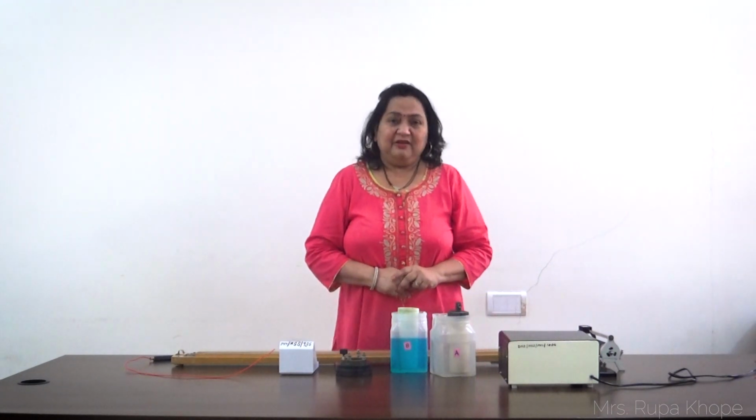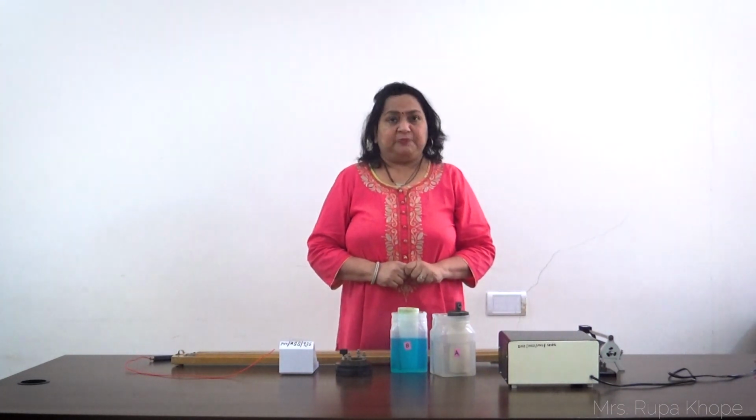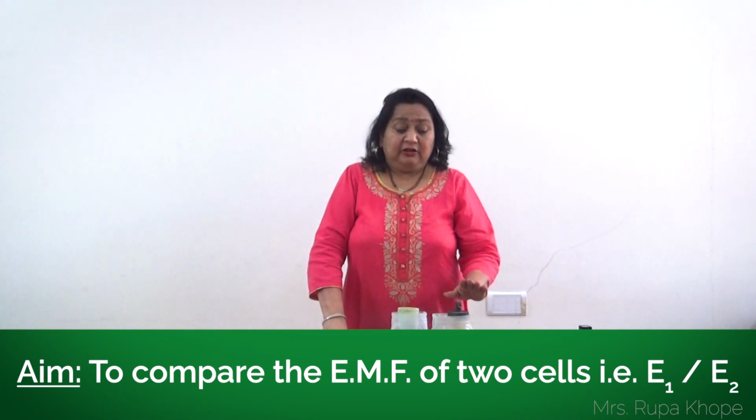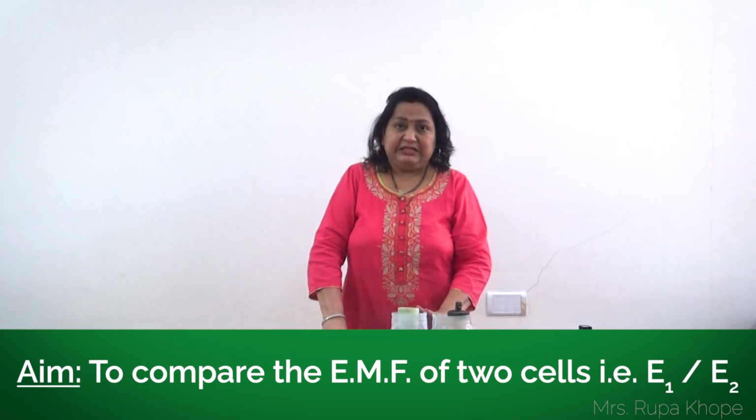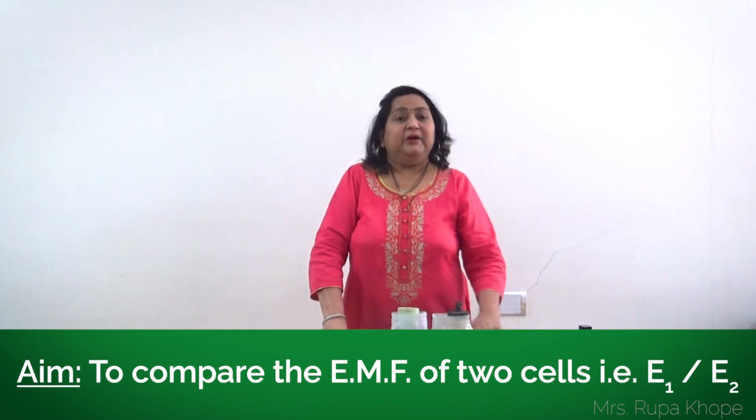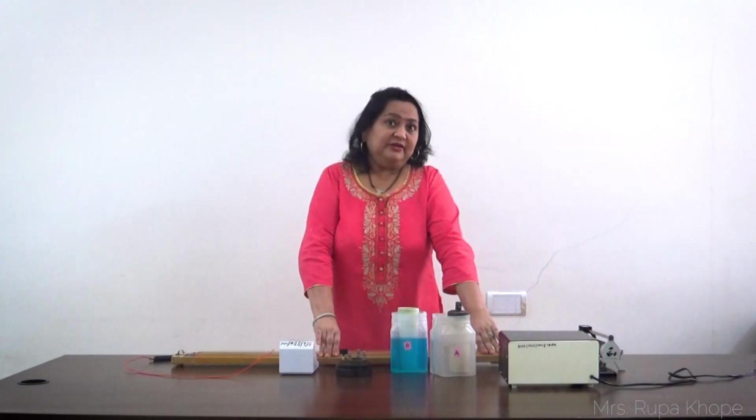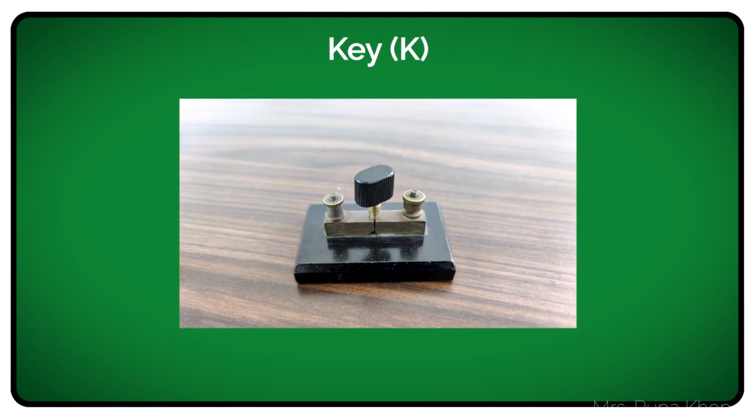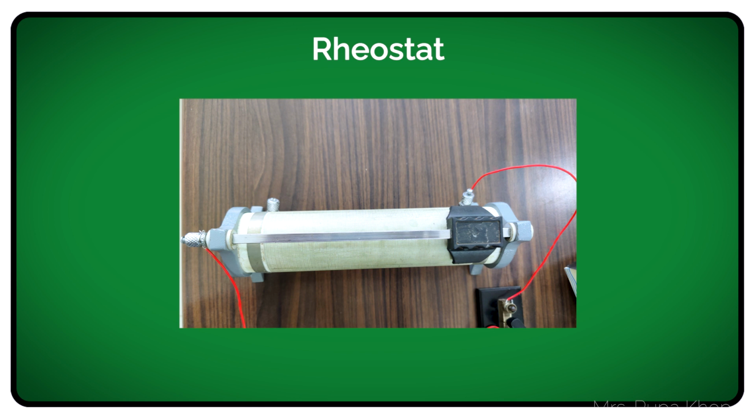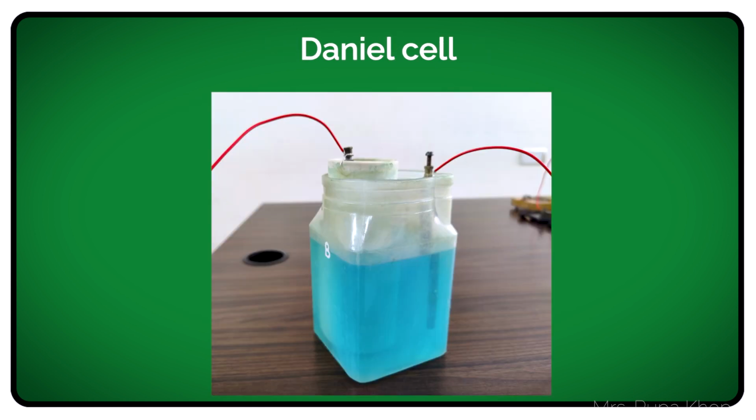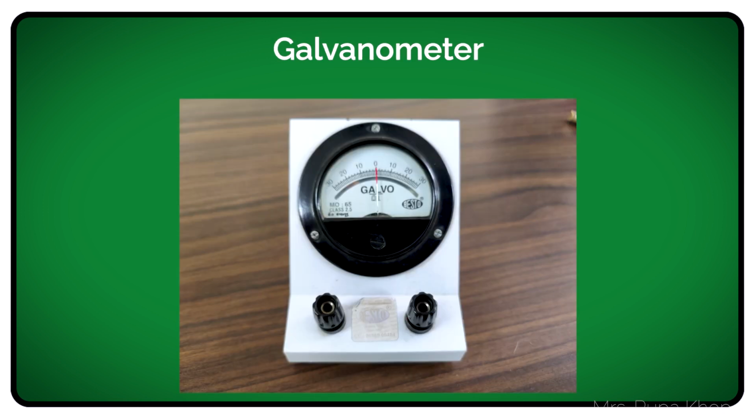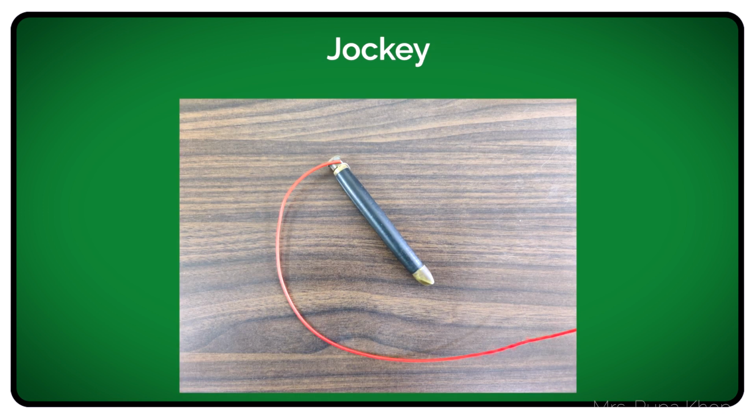Welcome to Physics Lab. Today we'll be performing an experiment, potentiometer. Now what is it? To find or to compare the EMFs of the two cells, Leclanché and Daniell, by direct method. The apparatus required: eliminator, key K, rheostat, Leclanché cell, Daniell cell, two-way key, galvanometer and the jockey.